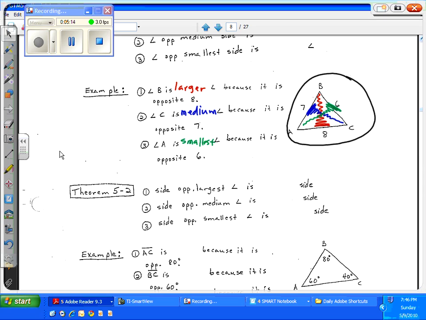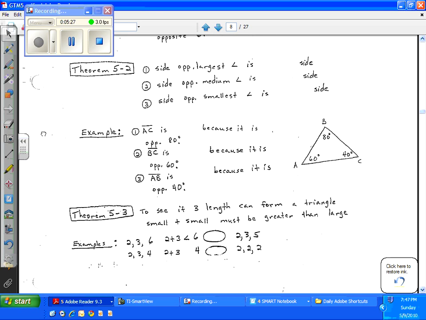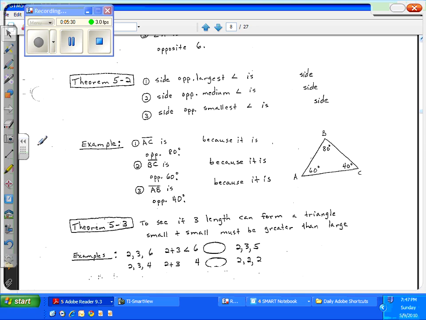So the angle opposite the larger side is the larger angle. The angle opposite the medium-sized side is the medium-sized angle, and the angle opposite the smallest side is the smallest angle. The converse of that is true. The side opposite the largest angle would be the largest side. And the side opposite the medium size angle would be the medium size side. And the side opposite the smallest angle would be the smallest side.